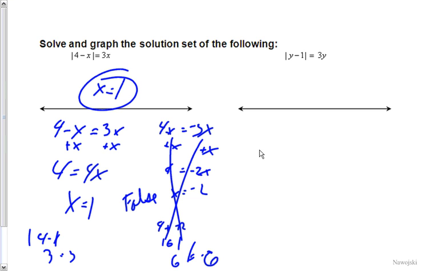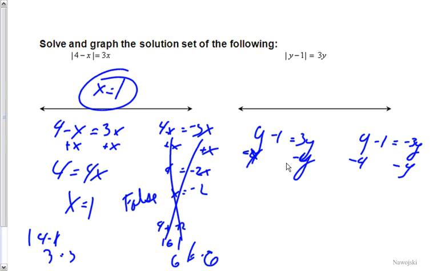Last but not least, let's take a look at this one. Again, it's already isolated, so we don't have too much work to do. Split. y minus 1 equals 3y, and y minus 1 equals negative 3y. Do some solving, subtracting y's. Watch out so your y's don't look like 4s. I like to make them loopy. That'll help. Alright, so subtract y, get negative 1 equals positive 2y.